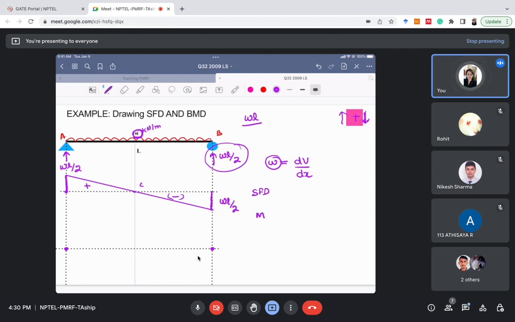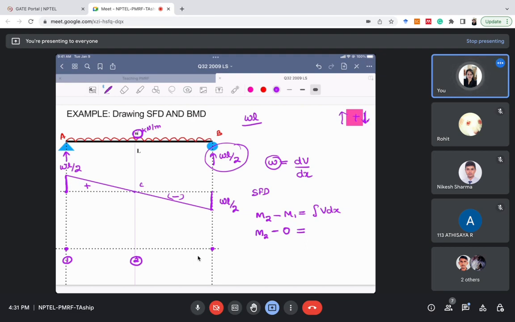We will use the formula M2 minus M1 equal to integral of V dx, the same formula for calculating the bending moment at another section. Let us call it section 1 and section 2. At section 2 the bending moment we do not know. At section 1, do we know the bending moment? At section 1 the bending moment is 0.